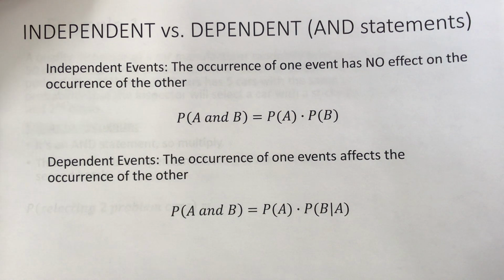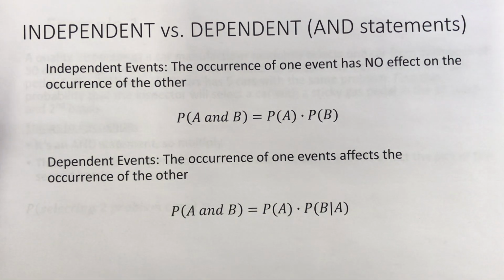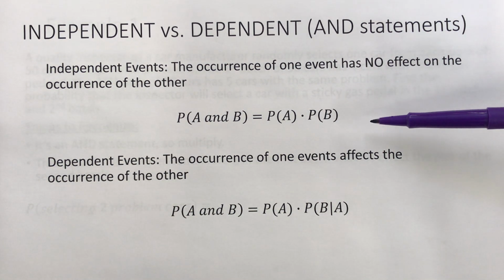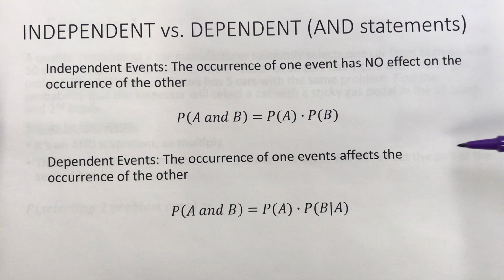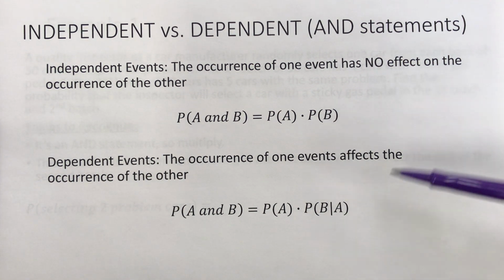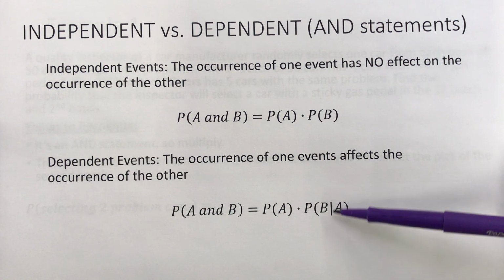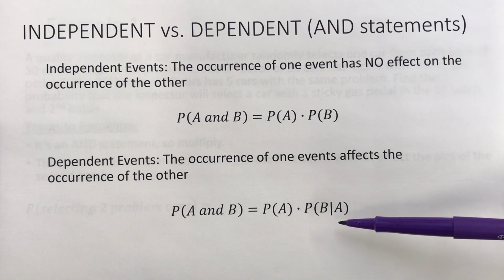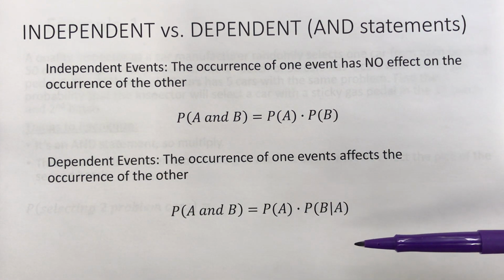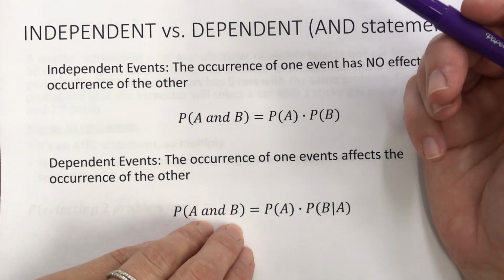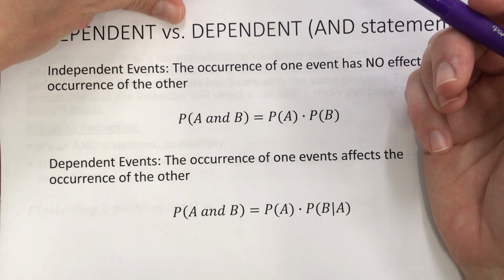So independent events occur if one event has no effect on the occurrence of the other. And sometimes we see it with this notation. Dependent events is the occurrence of one event affecting the occurrence of the other. And we see it with this notation with a slash, meaning it's affecting the other occurrence. So of course, when we see examples, this will make more sense. So let's do some examples together.